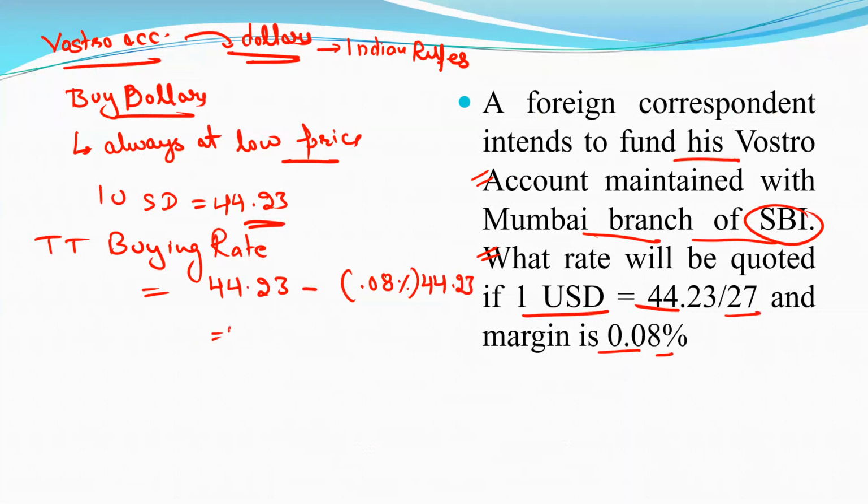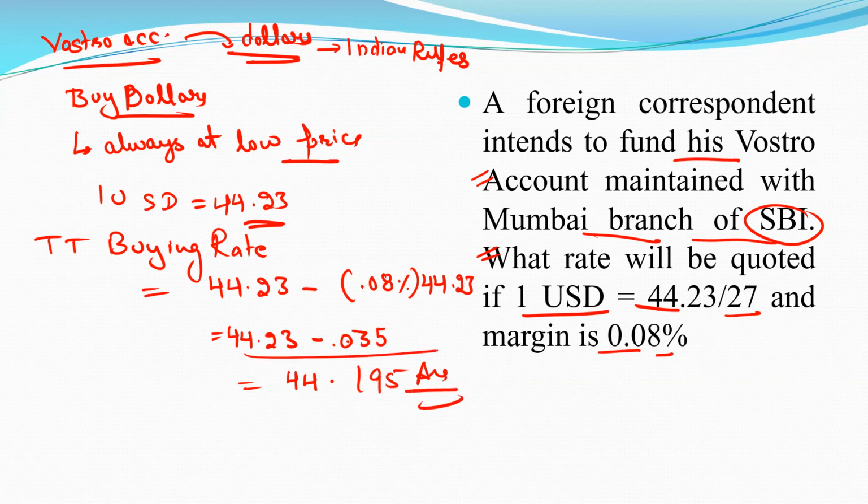So this comes out to be 44.23 minus what we have to subtract by calculating. I think there is a little mistake. 0.08% of 44.23 comes out to be 0.035. So when we do this, we get 44.195. Clear? So this is our rate. What rate will be quoted? This rate will be quoted.